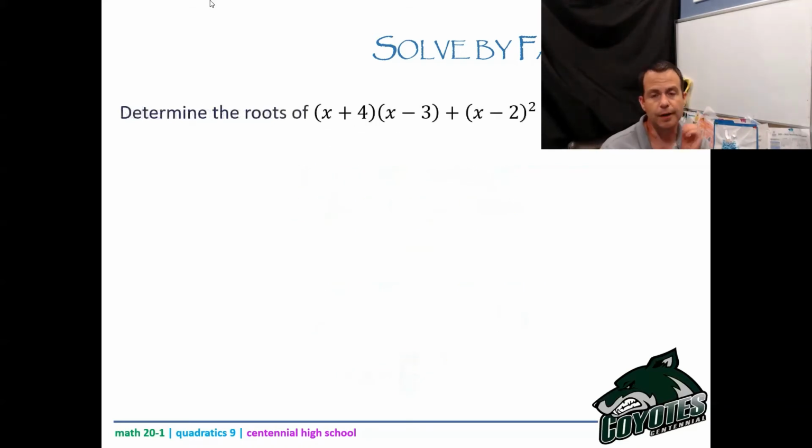Awesome. All right. Let's get a little messier. There's beauty in the mess when it comes to math. Determine the roots of x plus 4 times x minus 3 plus x minus 2 all squared equals negative 3. Now, you are not ready to factor anything here yet. You got to do some tidying up. So we need to multiply these guys together. So first, outside, inside, last, right?